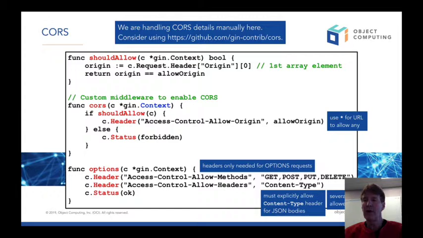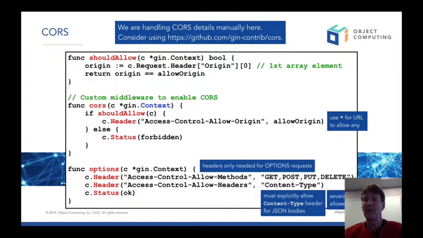We could use Go libraries like the one mentioned at the top of this slide to handle all the CORS details for us. But as we will see, it's pretty easy to do without a library. There are two places in the code that need to verify that a request came from the allowed origin. That is determined by calling our shouldAllow function, which gets a request origin from a header that it obtains from the gin context object that is passed in.